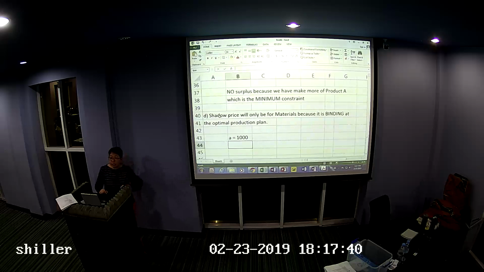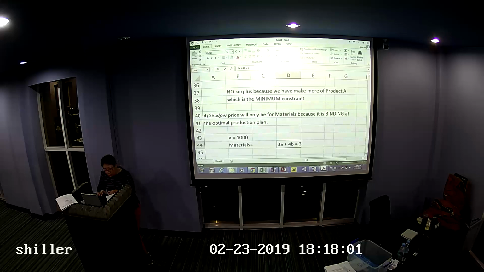Because remember, those are the 2 lines, correct? Together. Materials, what is the formula of materials? Okay, so remember, materials is 3A plus 4B is equal to, how many do you have now? 30,001. You have 1 more kilogram of materials.